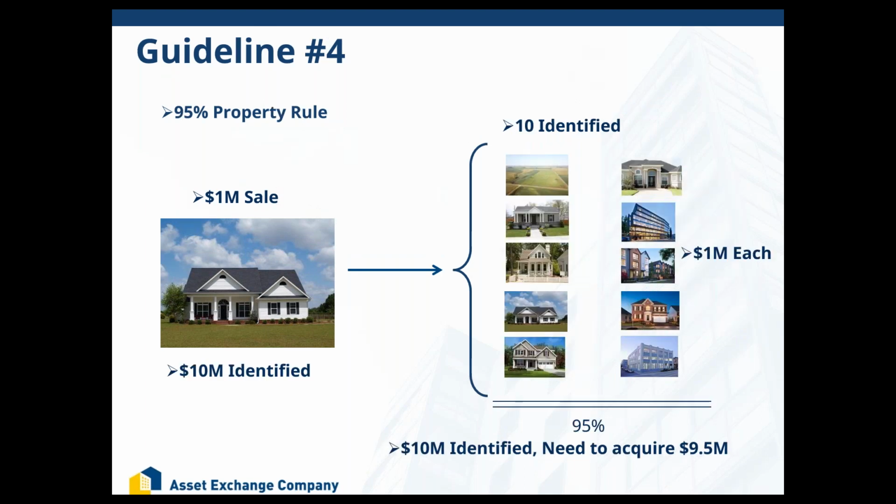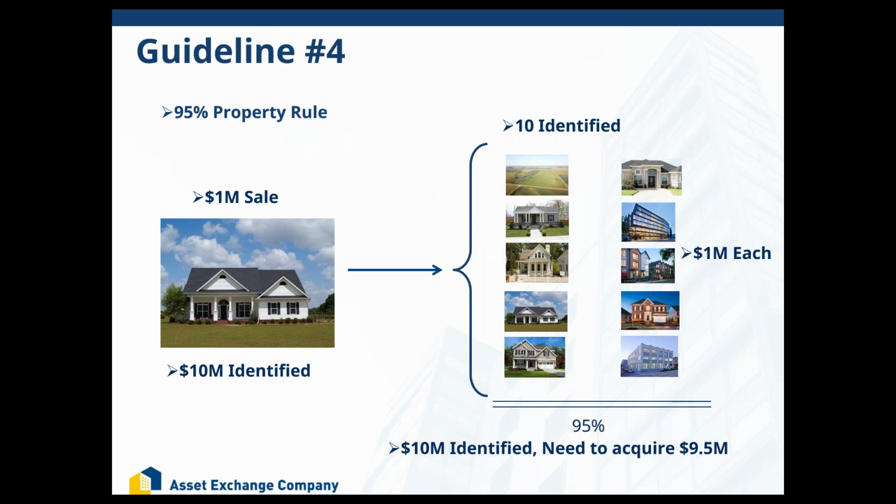Now, if you want to exceed the 3-property rule, you also want to exceed the 200% rule. Well, you can do that, right? But it's going to put you into this rule, the 95% rule. And the 95% rule states that you must acquire at least 95% of the value of all the properties that you've identified. So here's how it works.